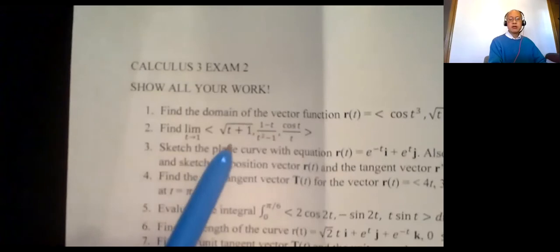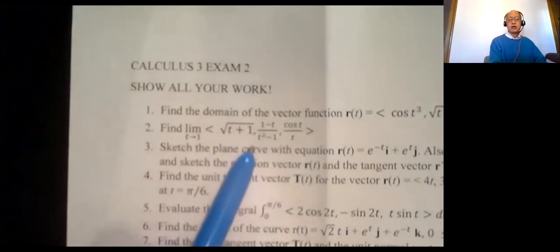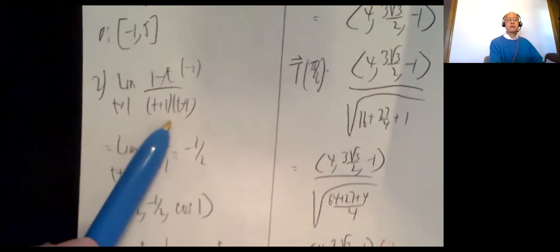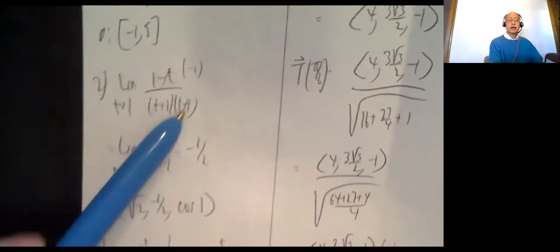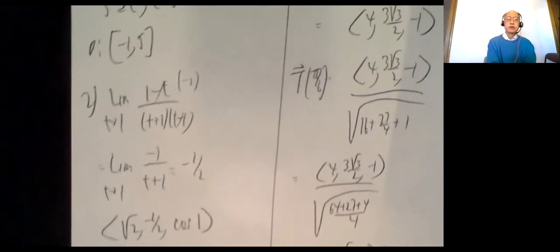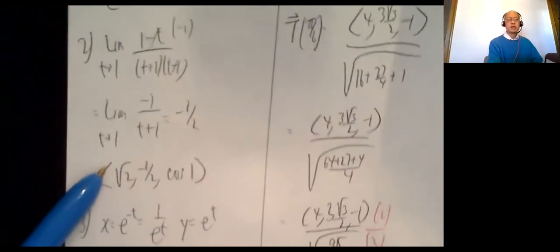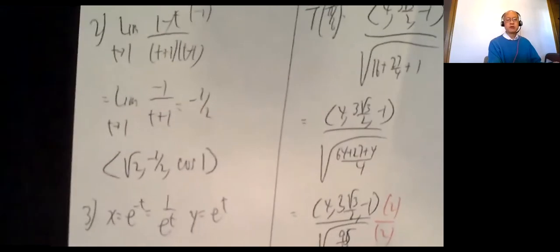Okay, number 2. The only thing in question is the second one. Here you just plug in, here you just plug in. Here you probably want to do L'Hopital's rule. So for the y component, limit as t approaches 1 of (1 minus t) over (t plus 1)(t minus 1). These two guys cancel out to give me -1. So limit as t approaches 1 of -1 over t plus 1 is -1/2. So radical 2, -1/2, cosine 1.